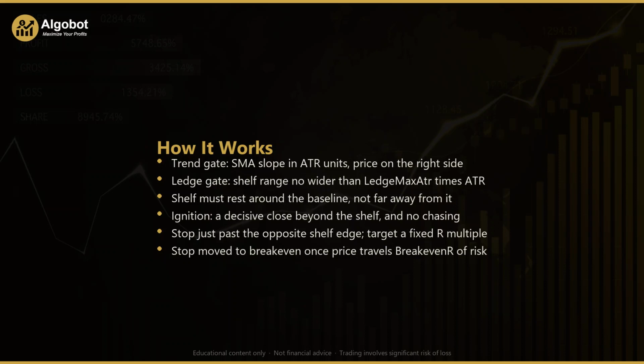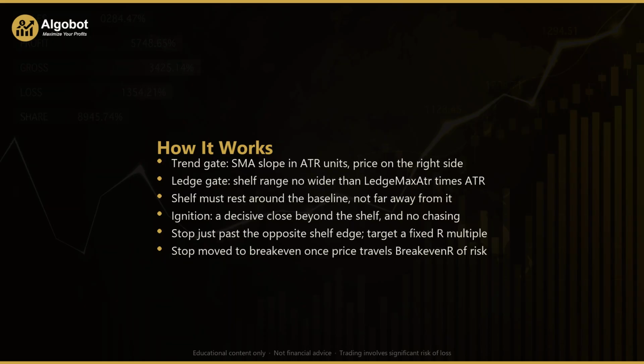Next comes the ledge gate. The strategy scans the shelf of bars that come just before the current bar, spanning the ledge bars window. It records the highest high and the lowest low across that window. If the total range of that shelf is wider than LedgeMaxAtr times ATR, the shelf is treated as a churn rather than a genuine pause, and no trade is considered. The shelf must also rest around the baseline. For a long, the shelf sits on top of the rising average, dipping no more than the ShelfDipAtr tolerance below it. For a short, it mirrors that beneath a falling average. A tight shelf gives a tight, well-defined stop, and that is the engine of low drawdown here.